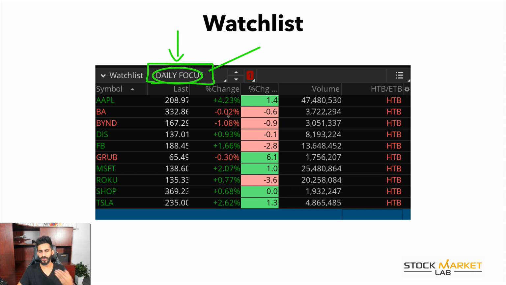Now, on my Daily Focus watch list, you can see I don't have 20, 30 different stocks. I have a few set of stocks, which I'll explain why they're on the list. And they're on the list because these are the stocks that I'm focusing for the day. They maybe have a potential play, they maybe have some catalyst, or they have something going on that's interesting to me that may possibly give me a move up or down, and I'm watching them for the day.